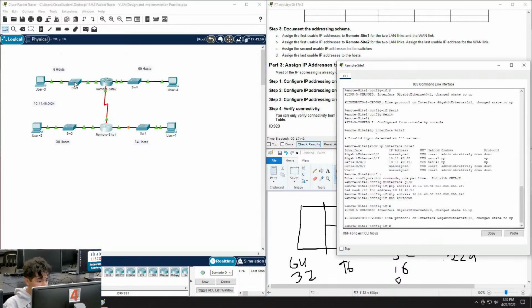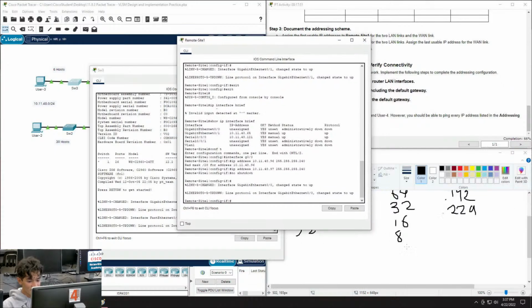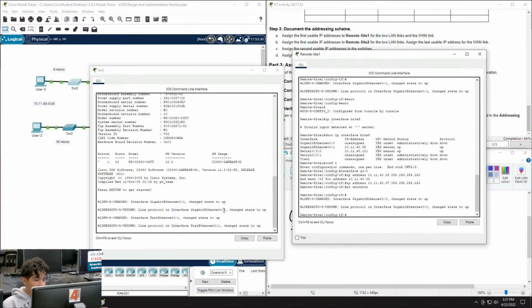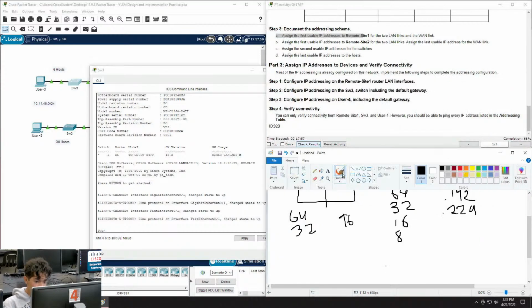And now we're on to the switch over here. So this switch, we're going to solve this last network. It needs 6 hosts, and the closest we have to that is 8. Let me get rid of this so it's not confusing.